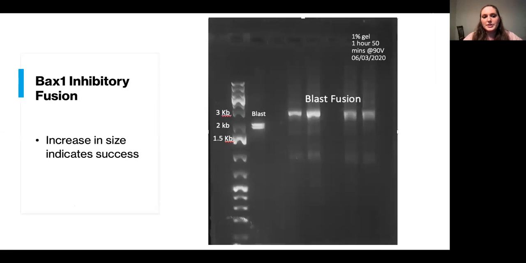So over the past year, I've successfully generated the homologous repair cassette for the BAX1 inhibitory protein. Here is a picture of the gel electrophoresis of the PCR product. In the first lane to the right of the ladder, you see the drug resistance gene blastocidin alone. In the other 4 lanes that are higher, you see the blastocidin fusion product. And since it is larger, you can see that the 2 homology arms have been added on either side. This increase shows that we have successfully added those homology arms and created the homologous repair cassette.